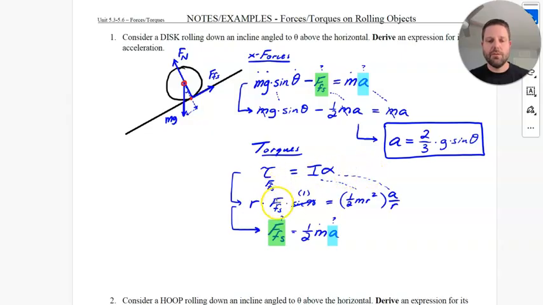So the torque due to friction is going to be r, the radius, times friction. And we'd have the I value that can change depending on the shape. It's a disk in this case, so it's 1/2 mr squared. And notice here that I replaced the alpha with a over r because I'm solving for a. So I wanted to put alpha in terms of a, and this should be a tangential over r. I can make it the same as the translational acceleration as long as it's rolling without slipping.